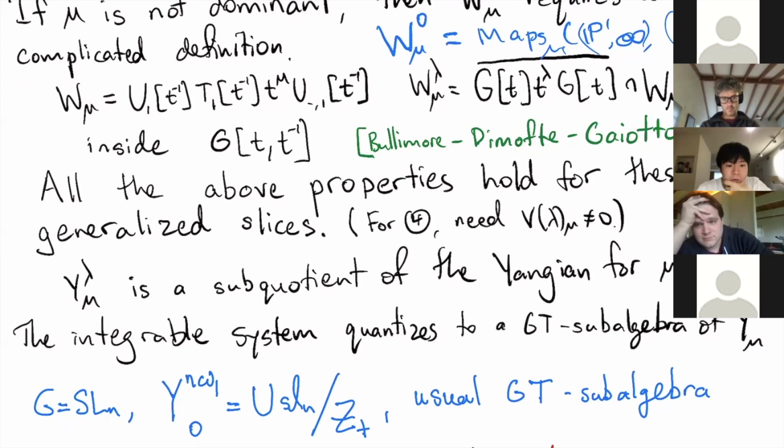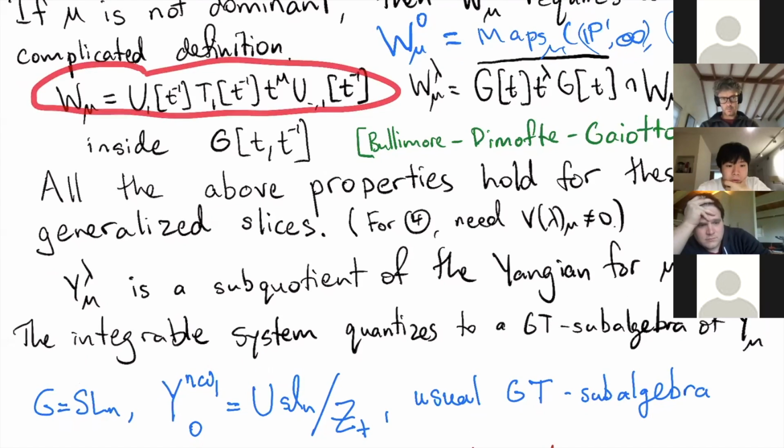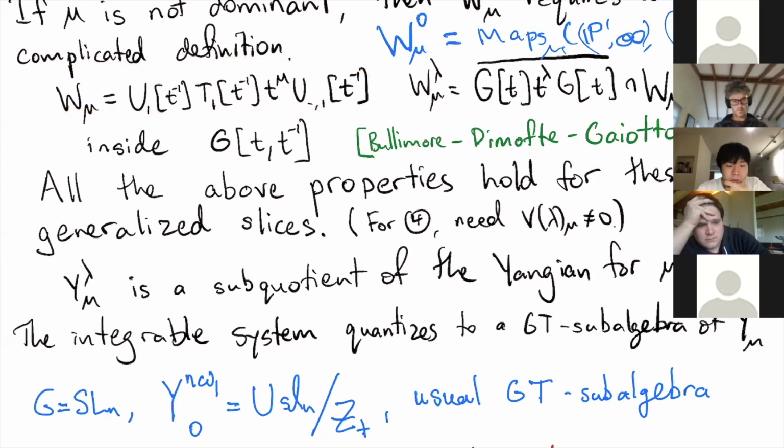Could you explain this definition of W sub mu, where you have a U_1, T_1? What do they mean? Sorry. Oh, this definition here? Yes, please. Yeah, sorry. Maybe I went over that a little too quickly.